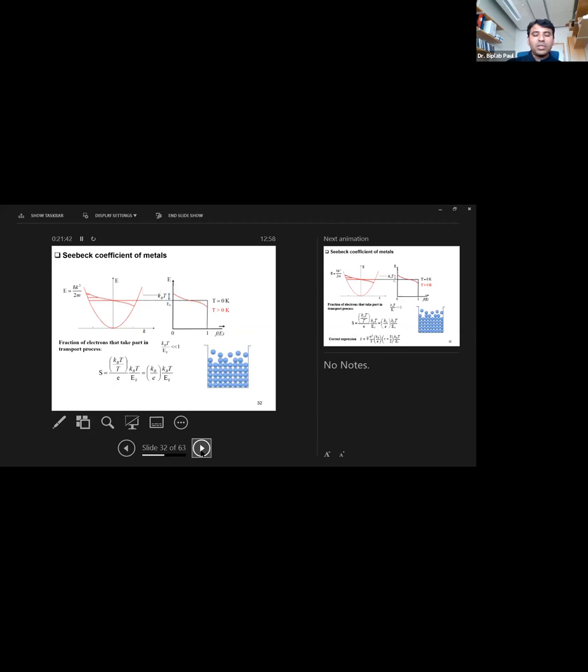One approach is the derivation from the semi-classical Boltzmann transport equation. So the correct expression depends on one factor that is called the scattering factor R. I'm not going to discuss that in detail. You can follow the textbook in the reference list to get an idea of the scattering factor.